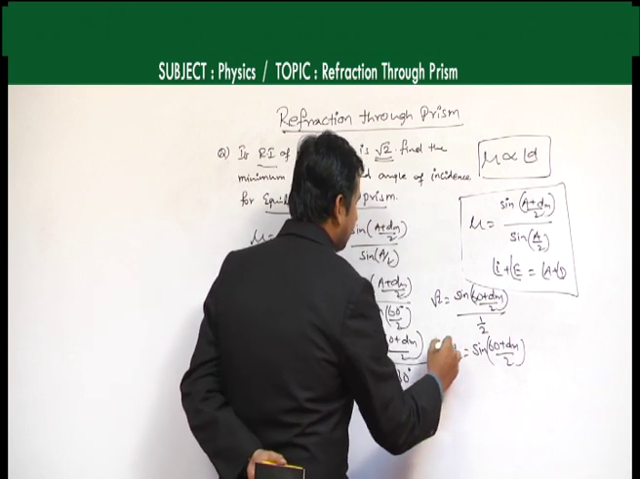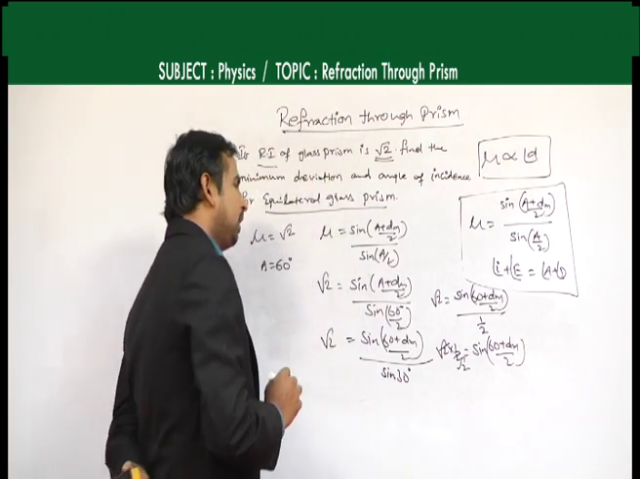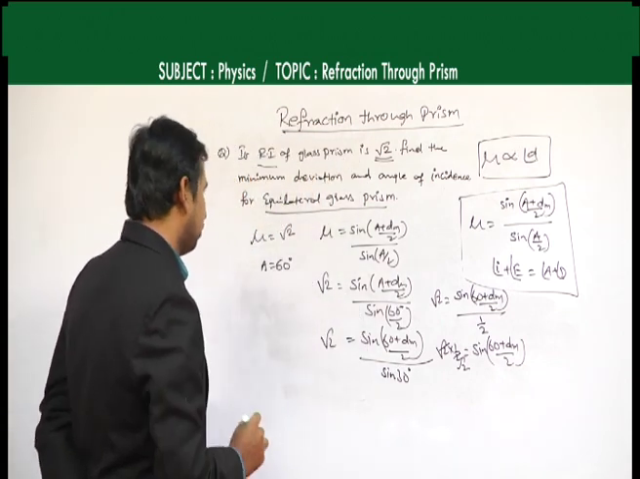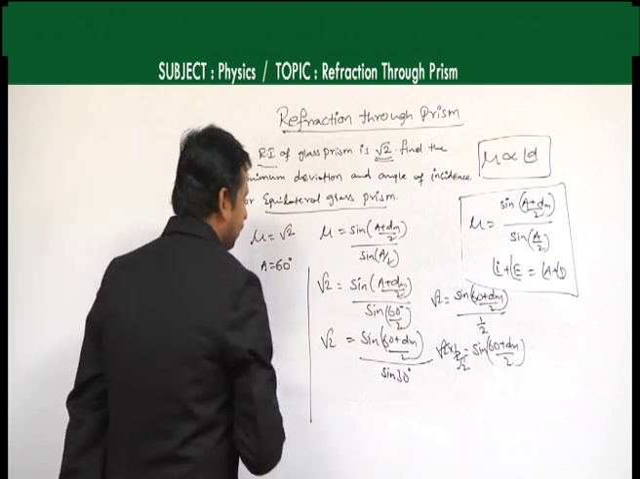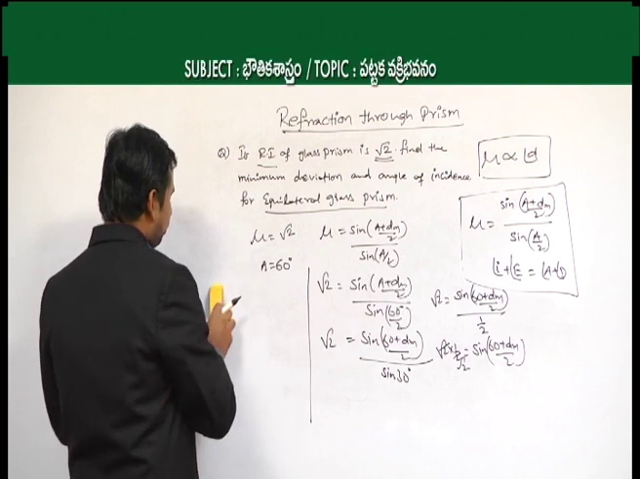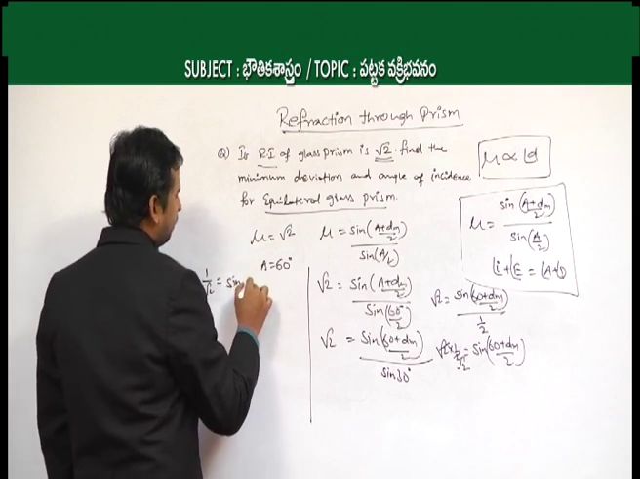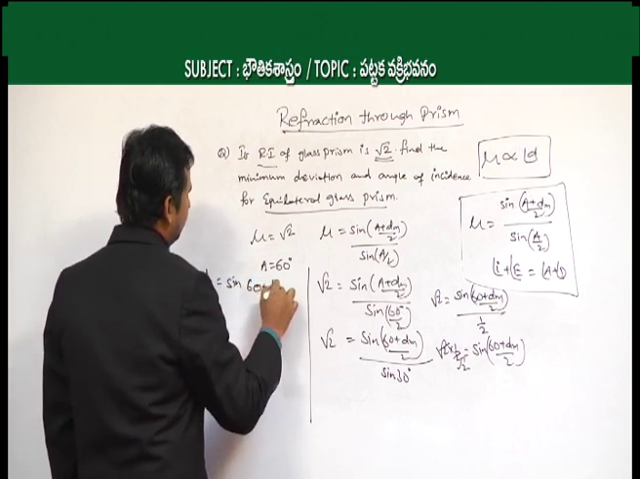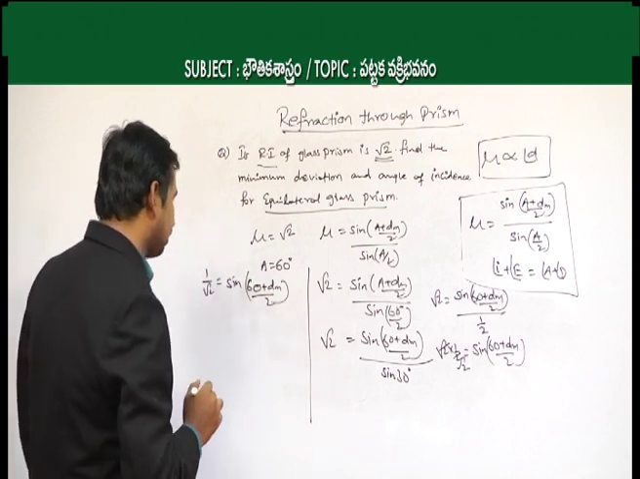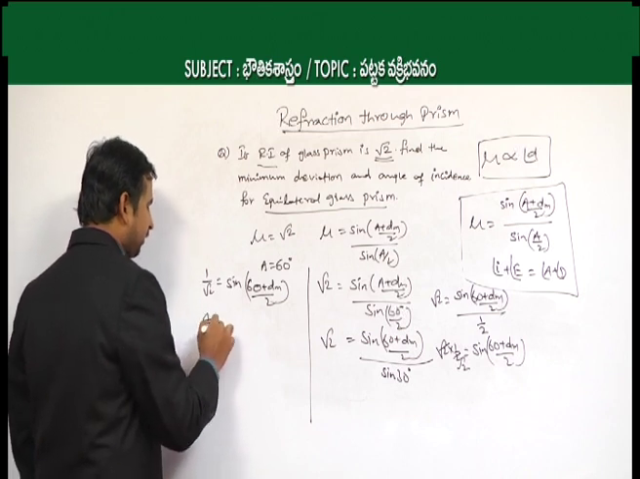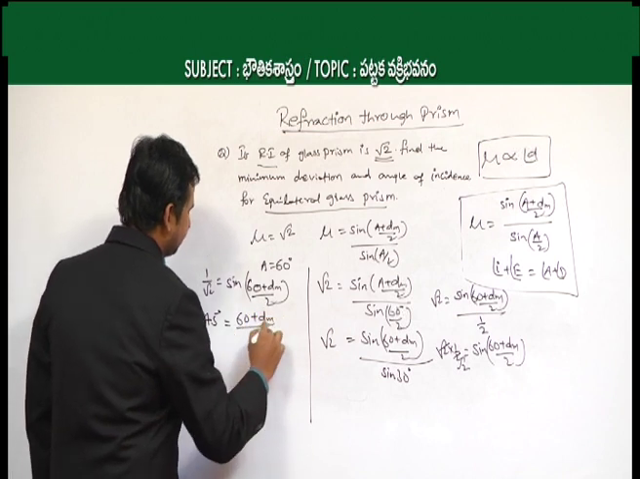Then from this you can get the value 1/√2, and in the case of sine, for sin 45 degrees we have 1/√2. So we can write 1/√2 is equal to sin((60 + Dm)/2). Then 1/√2 is nothing but, taking sin inverse of 1/√2, which is 45, equal to (60 + Dm)/2.